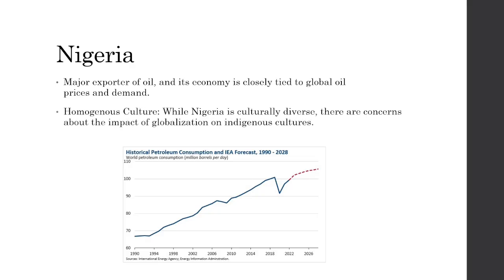It's also very notable to talk about their homogenous culture. As a whole, it's very diverse. There's a lot of different ethnic groups in Nigeria, very, very ethnically diverse. But there have been concerns over the impact of globalization on the smaller minority indigenous cultures, and there being a more culturally homogenous character within the country itself, or having more prominent cultures taking hold while the indigenous cultures diminish.